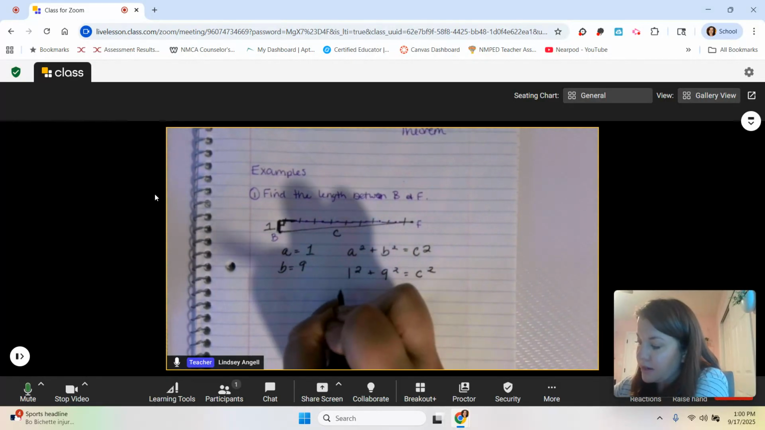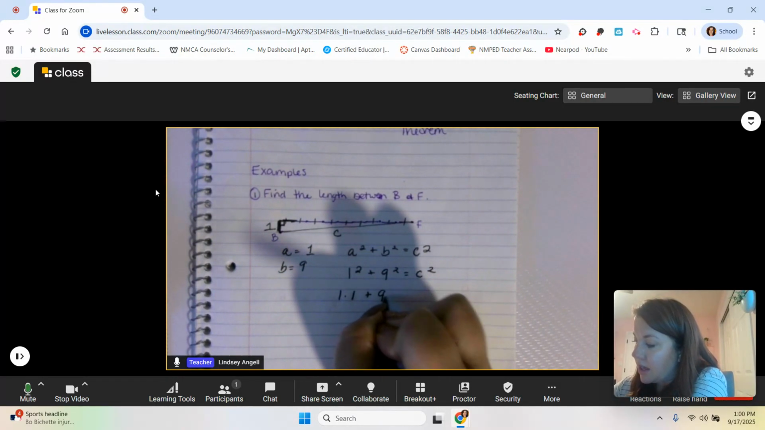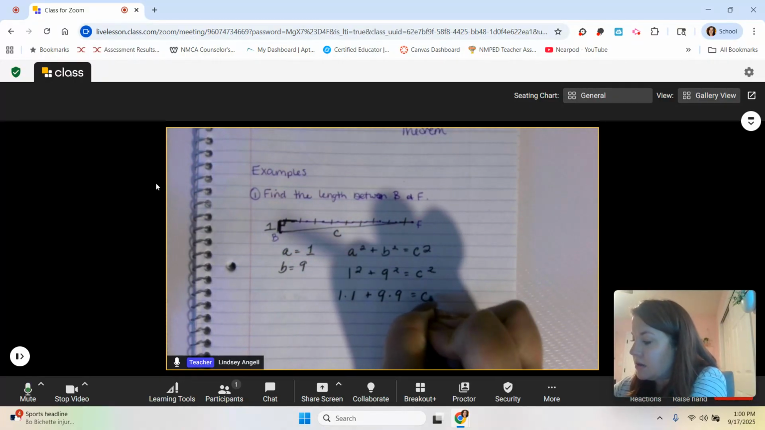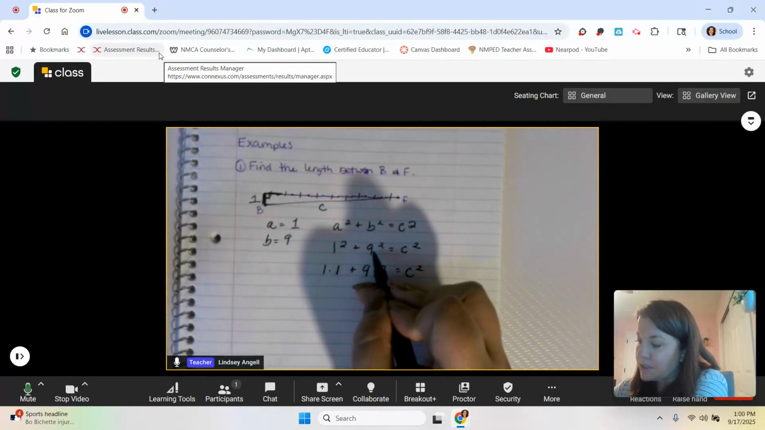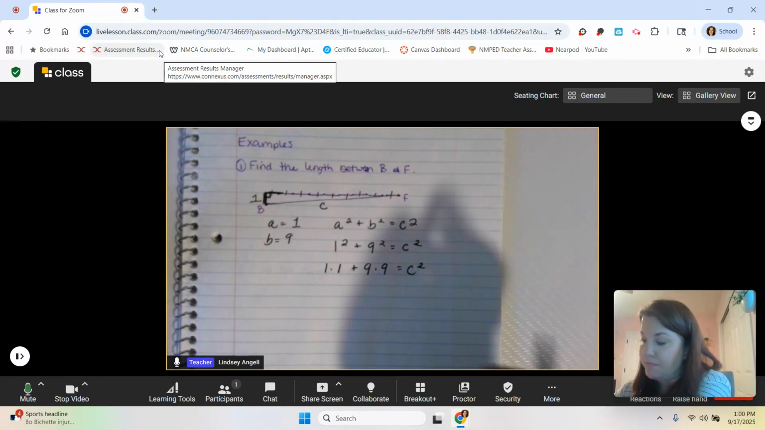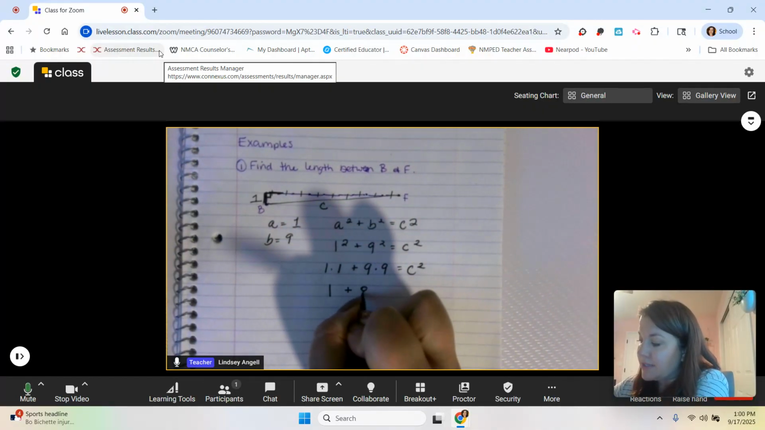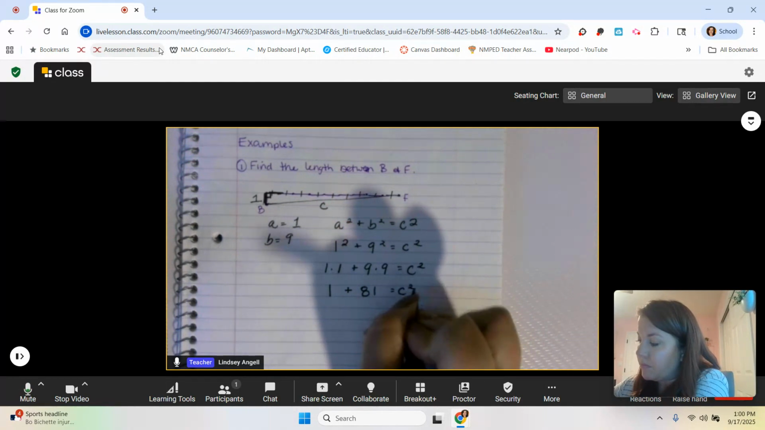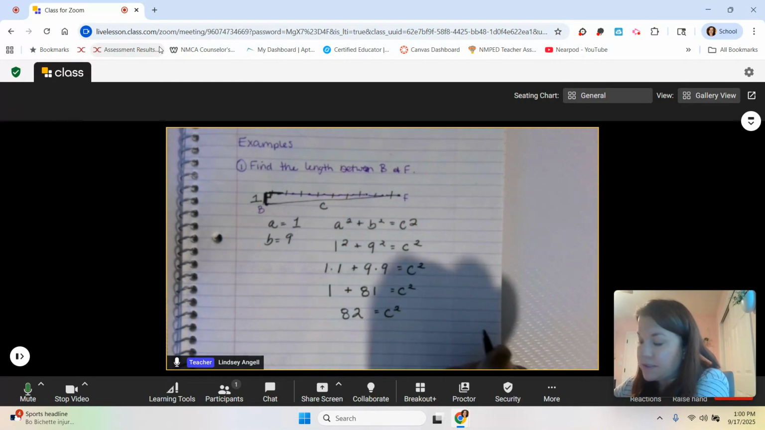1 squared is equal to 1 times 1, plus 9 times 9, equals c squared. You might be able to skip this step if you're good with understanding exponents. 1 times 1 is 1. 9 times 9 is 81. Add those together, you get 82 equals c squared.